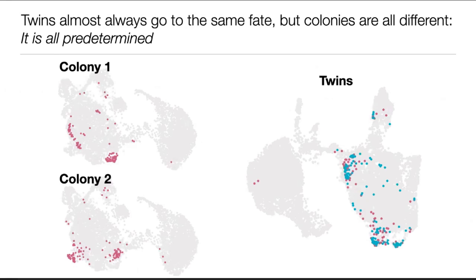And just to make this point clear, what this is saying is that everything is predetermined. Twins always go to the same place. Even colonies that are different from each other but seem to map to the same resistant type, they're slightly different from each other, but the twins always go to the same place. It's almost eerie how much everything is predetermined in this system.